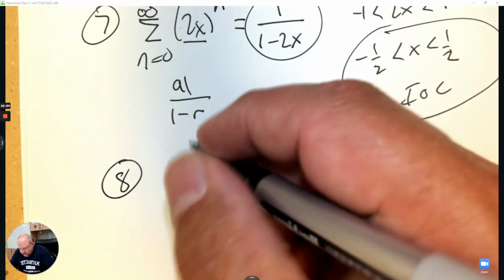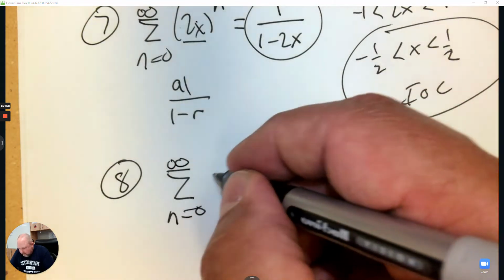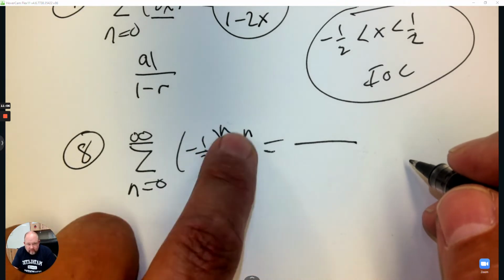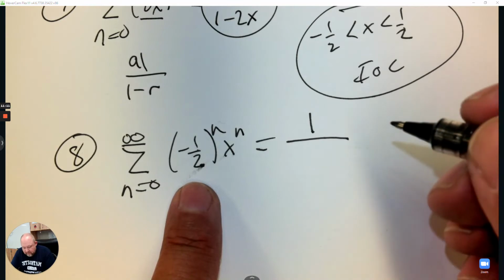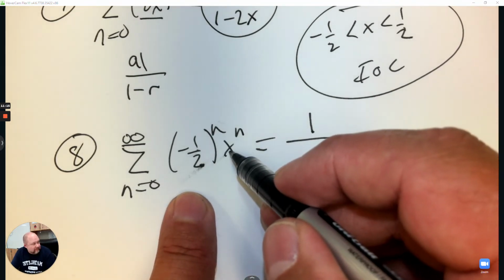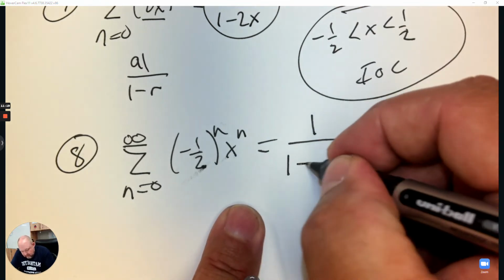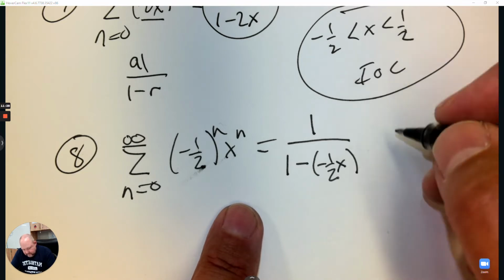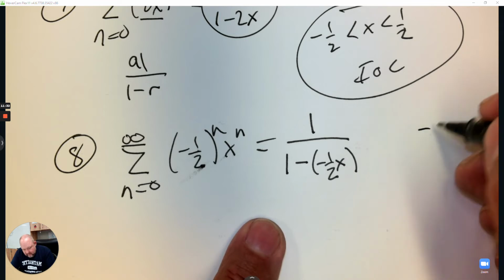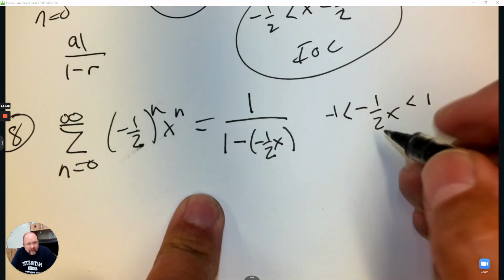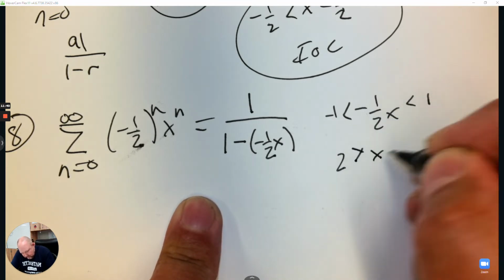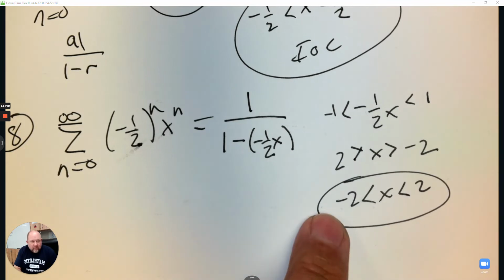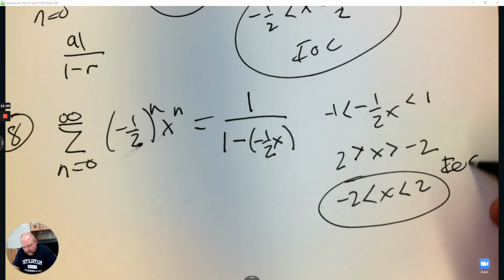Number 8. Kind of working backwards. So if I plug in 0, I get the answer 1. What I'm multiplying by every time is -1/2 times x. So it's 1 subtract -1/2 times x. That's what I'm multiplying every time. And then the -1/2 x put between -1 and 1. I'm going to multiply by -2. We can also write it this way. Usually the smaller numbers on the left and the bigger numbers on the right. That's called the interval of convergence.